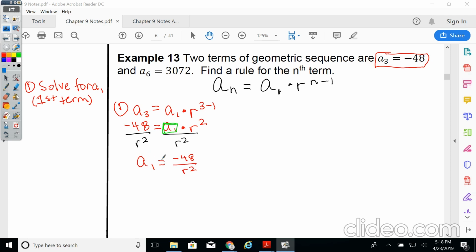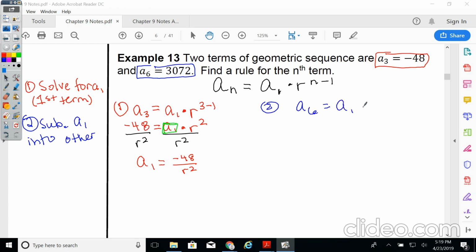Now we want to use this with the second part, the second number in the sequence, and plug it into the formula. So substitute a1 into the other formula. We didn't make a formula for this one. So step 2, we have a6 equals a1 times r to the 6 minus 1, because n is 6.